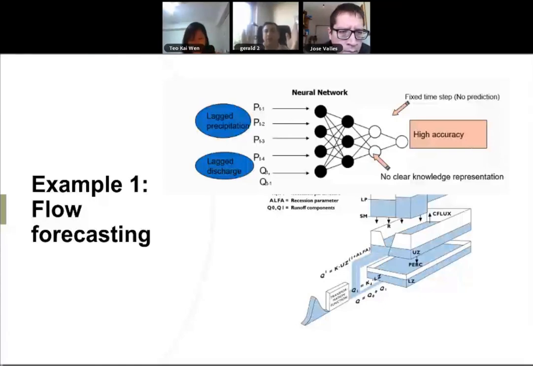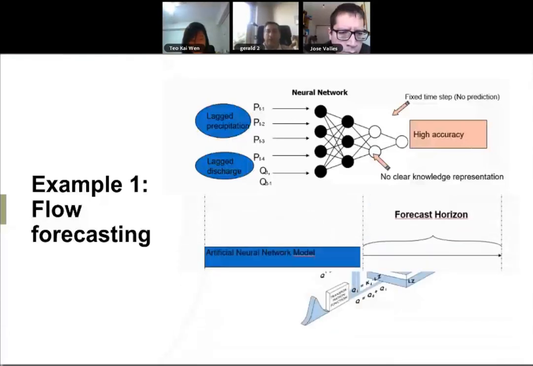or two, say, okay, let's build a machine learning model, in this case, a neural network model. What are the previous time steps, which are in fact the inputs of the normal conceptual model? What is the precipitation P at time t-1, t-2, t-3? So what's the lag precipitation? What is your lag discharge? And then what is the output of that? What is the discharge at the next time step? Or what is the discharge at the following forecast horizon?